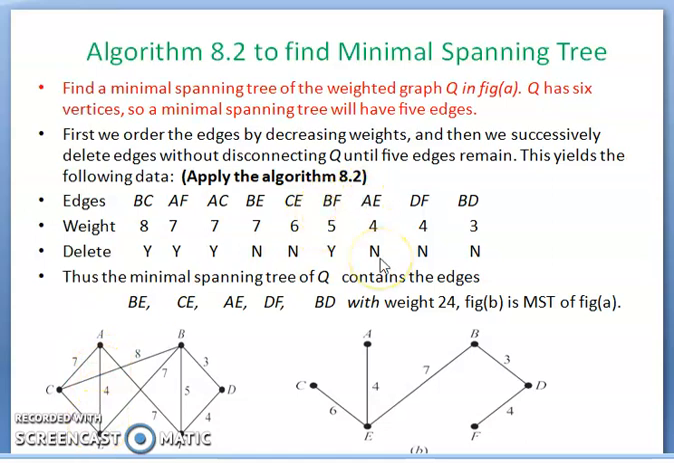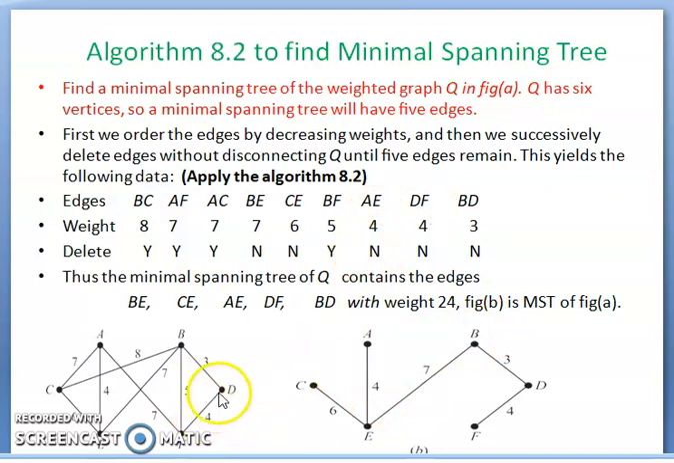AE is no. How many edges do we still have? 3: 1, 2, 3. One is BE. If you remove this, the graph is disconnected. So that's why you keep BE. The second one is CE, and the third one is AE, right? So still AE, still DF.